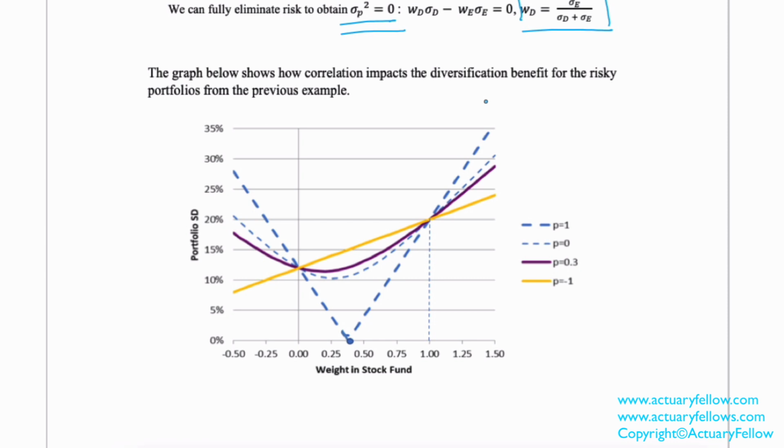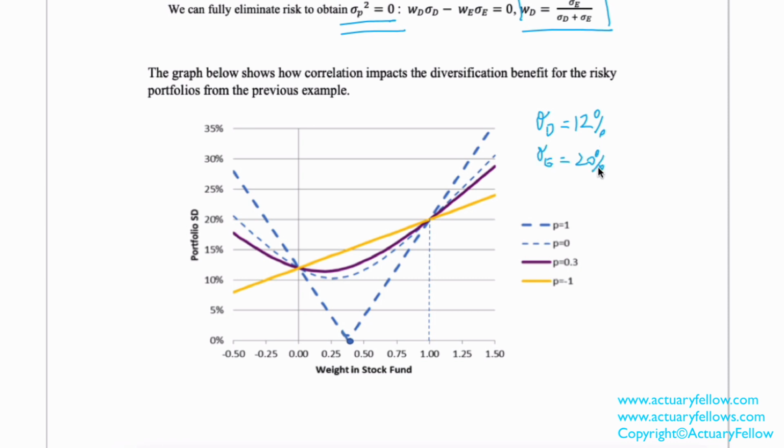The graph shows how correlation impacts the diversification benefits for the risky portfolio. The x-axis is the weight on equity fund. The y-axis is the portfolio standard deviation. In the example we just looked at, sigma of the debt fund is 12%, and the sigma of the equity fund is 20%.